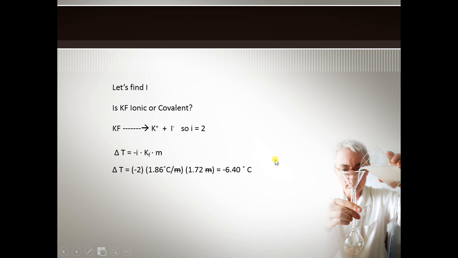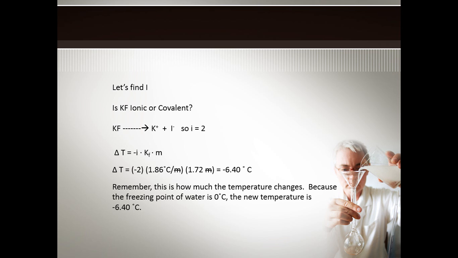So, what does this tell us? This tells us that our change in temperature, or the amount that the temperature changes, is decreased by 6.40 degrees Celsius. So it tells us the change in temperature, not necessarily what the new temperature is. Now in this case, though, the freezing point of water is 0 degrees Celsius, so the new temperature is negative 6.40 degrees Celsius. But that might not always be the case.